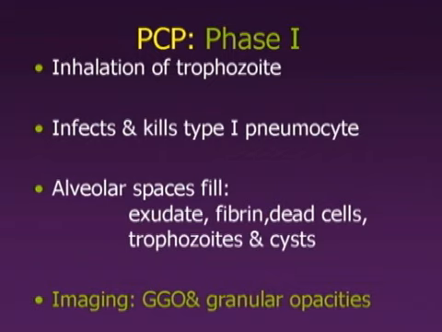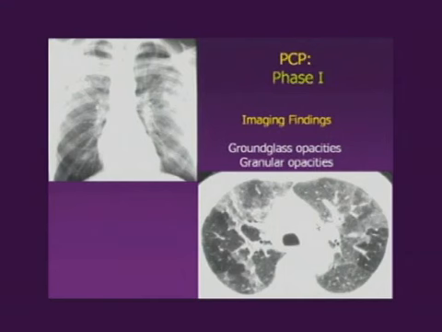Again, the infection moves through phases with the inhalation of the infectious particle, in this case, the trophozoite form of the organism. There's infection and killing of the type 1 pneumocytes. The alveolar spaces fill with exudate, fibrin, dead cells, the cysts, and trophozoite forms of the organisms. And the imaging correlates here in the early phase of the disease is hazy ground glass densities in the mid and upper lungs with a somewhat perihilar distribution. This is not hard and fast, but generally it tends to be upper lung early on.